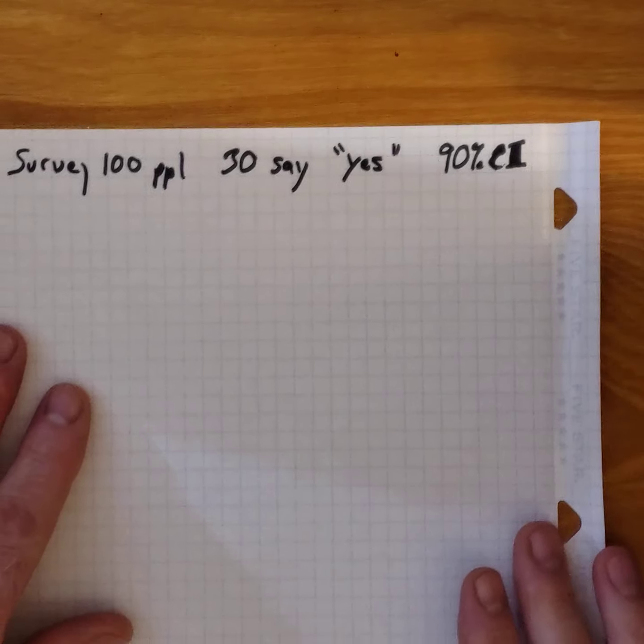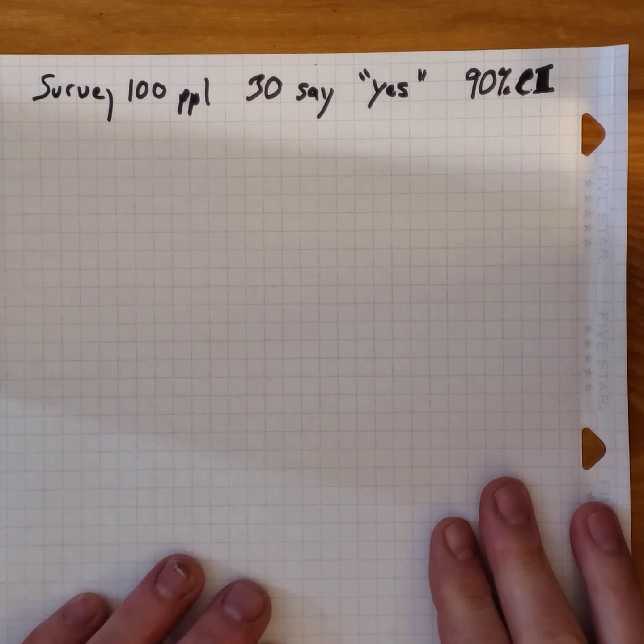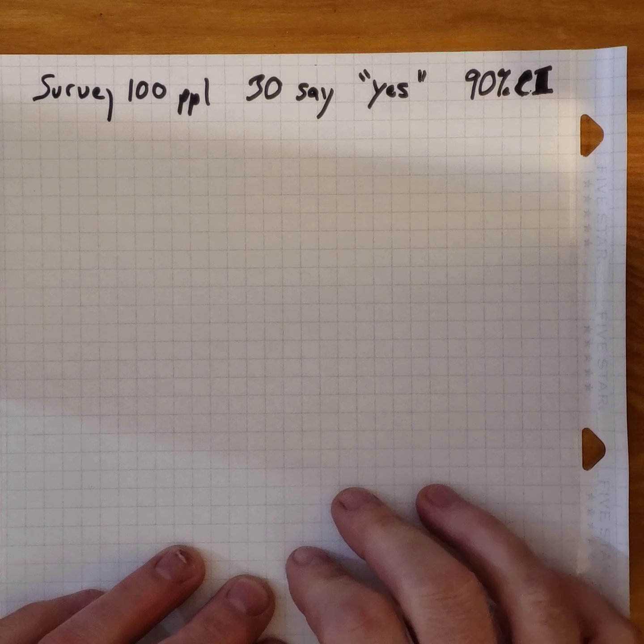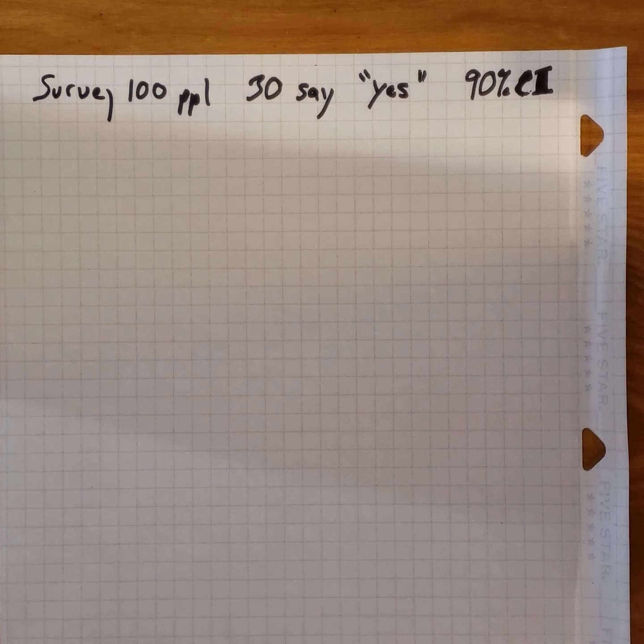So let's start by going back to that same problem we looked at in the last one. We survey 100 people and 30 of them say yes. Doesn't really matter what the question is. It's not going to change the process. We want a 90% confidence interval for the percent of the population that would say yes.